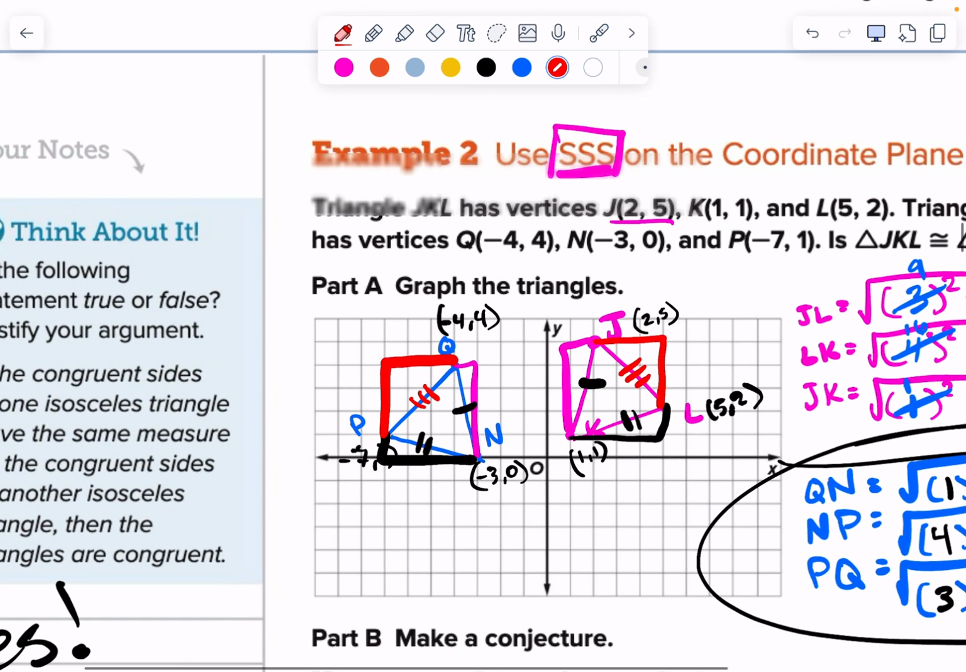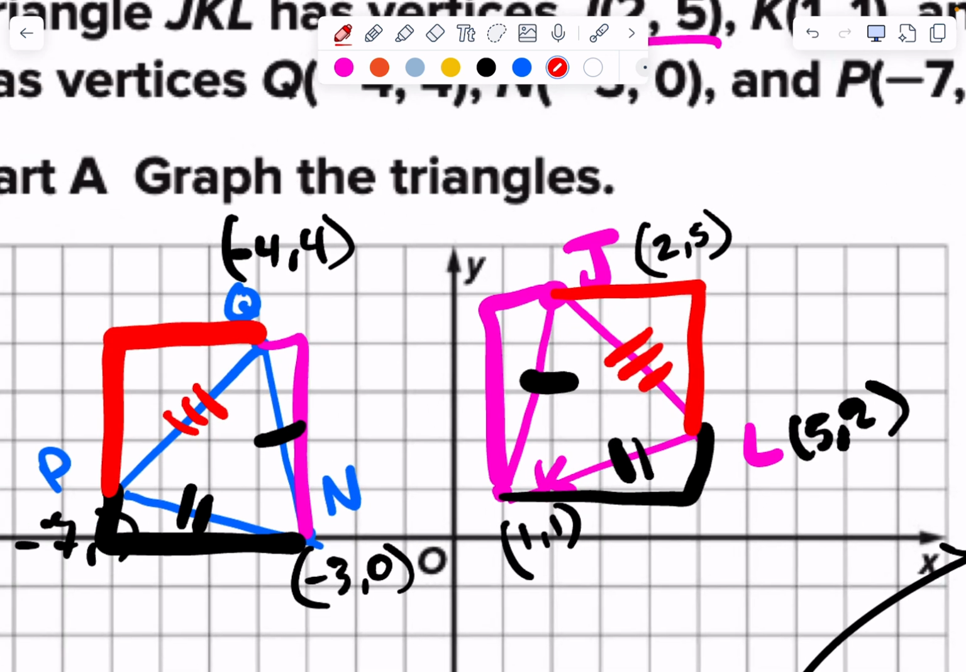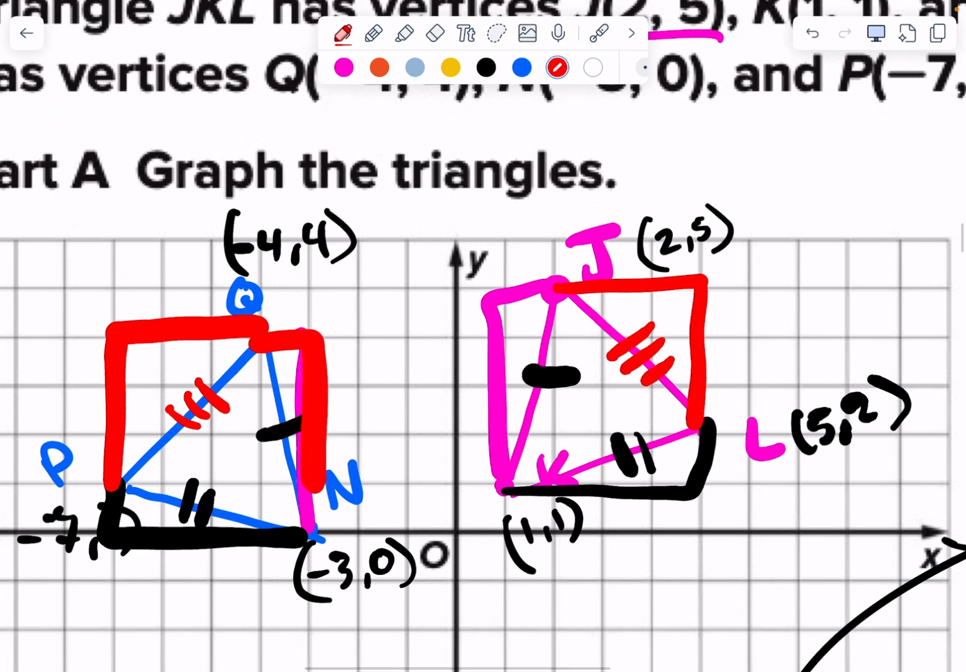Got it? Did you understand what I was saying? Like J and K are 1-4 apart. Yes, that's what we did. JK is a 1-4, so is QN a 1-4. This is a 1-4, and this is a 1-4, and this is a 3-3, and this is a 3-3.